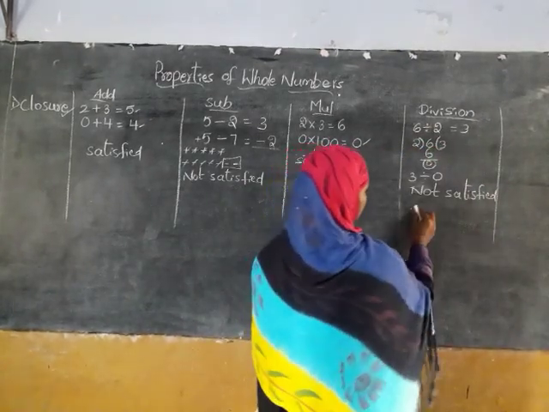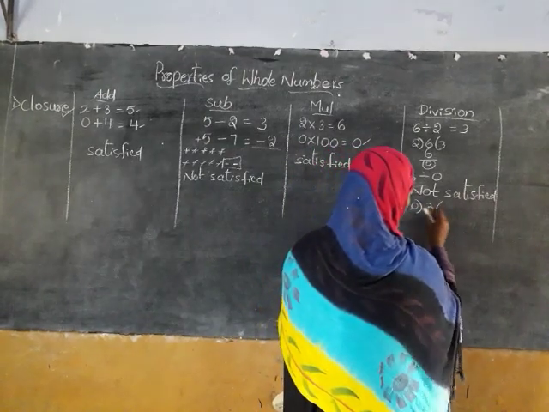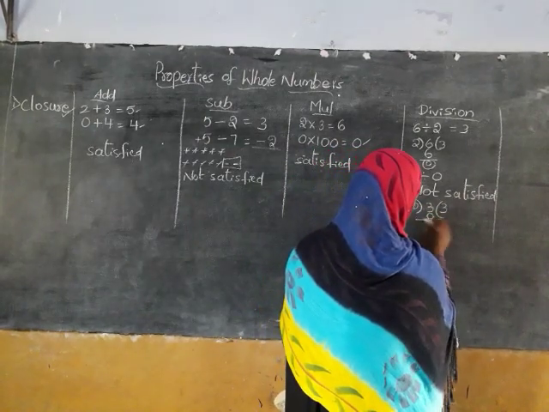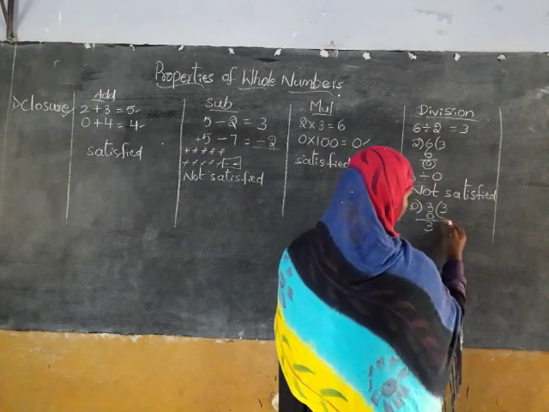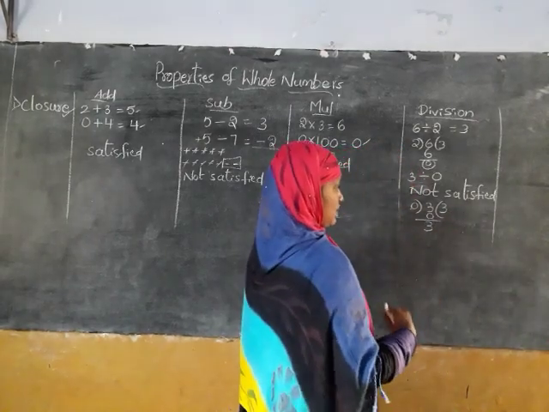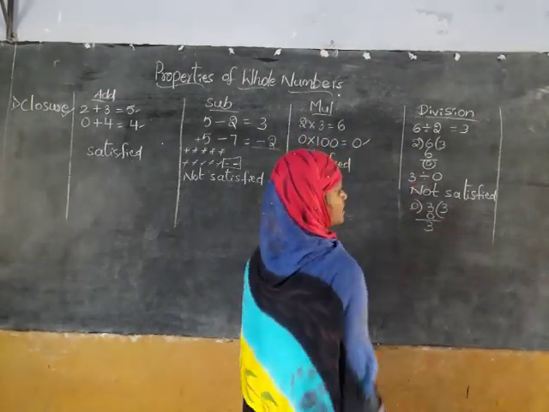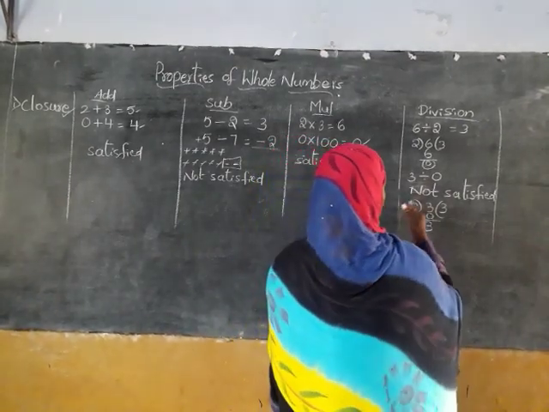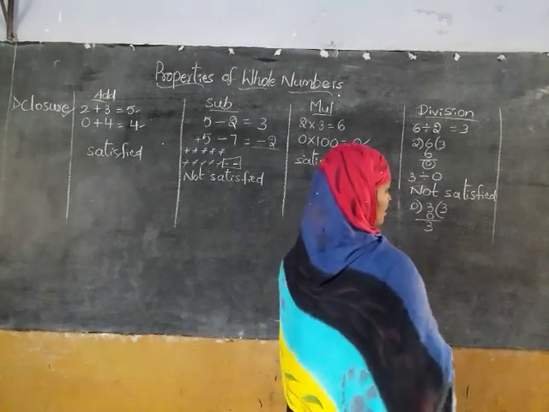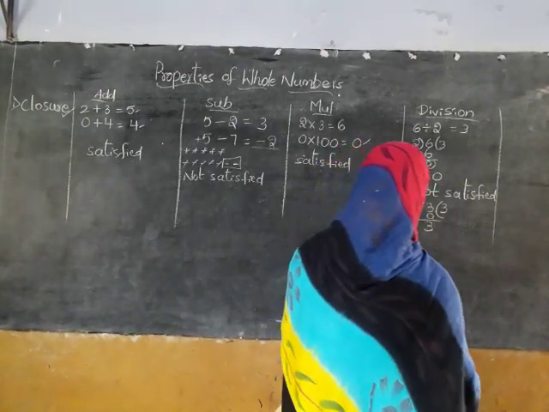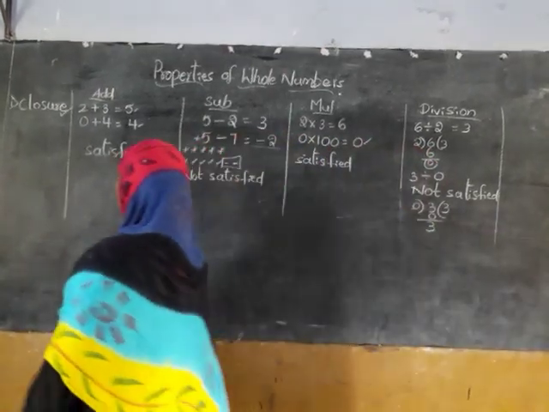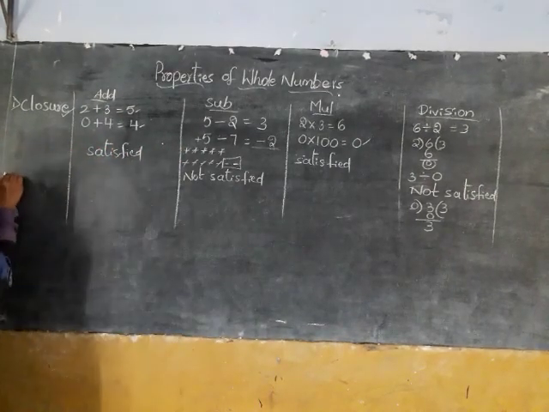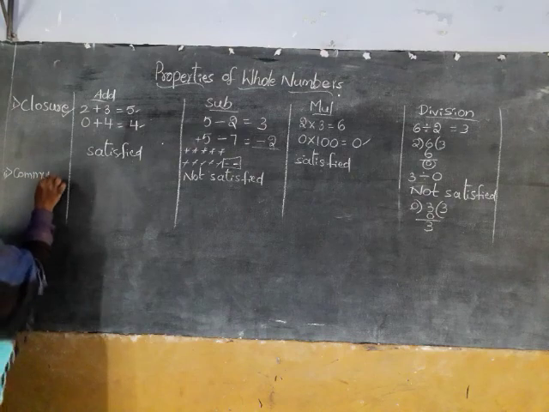What are we doing here? We are moving to 0 threes are 0, again step by step. You cannot get a particular answer which is in the set of whole numbers. So from this you can say that closure property is not satisfied under division. So the second property is the commutative property.